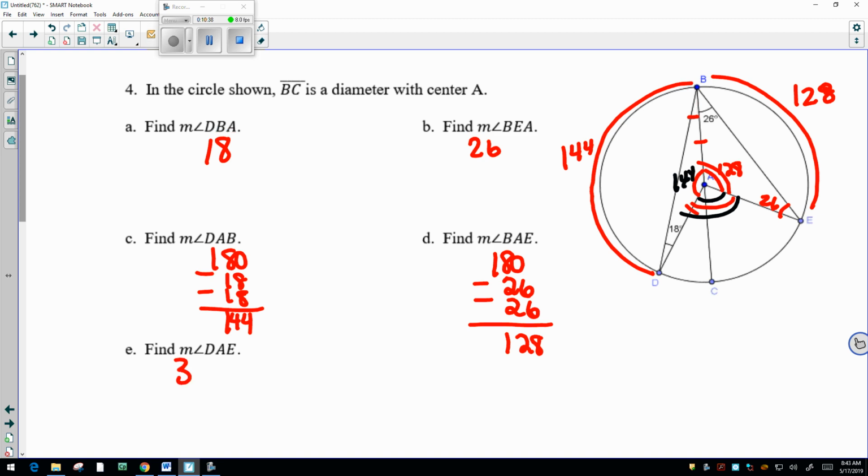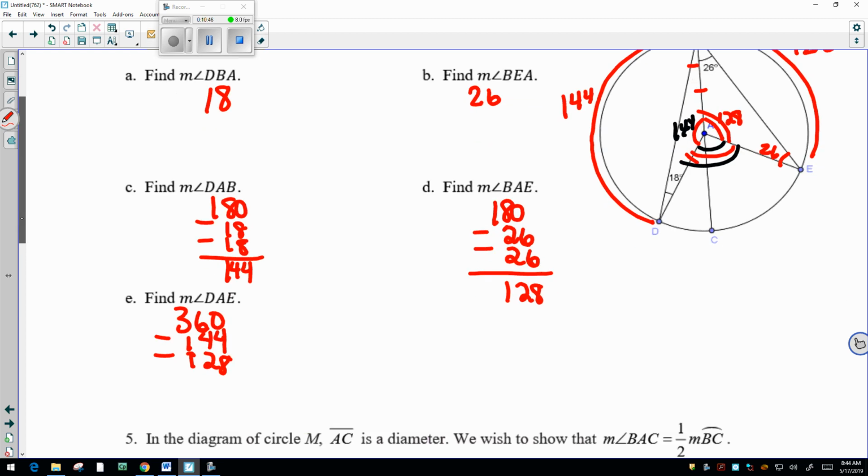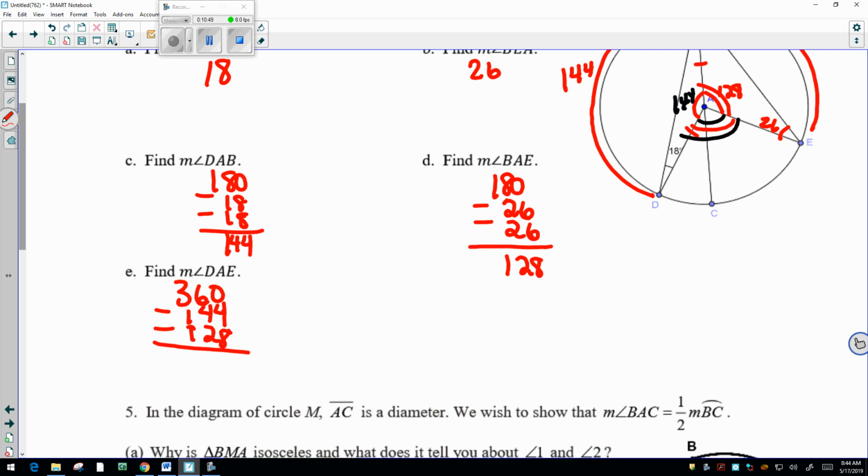So if I take 360 and I remove our first angle, remove the second angle, what I'm going to find is that angle DAE, that leftover angle, is 88 degrees. So that's also a central angle, which also means I can find its arc measurement that it opens up to, which is also 88. And again, if I take all the minor arcs and add them up, that should still give me 360.